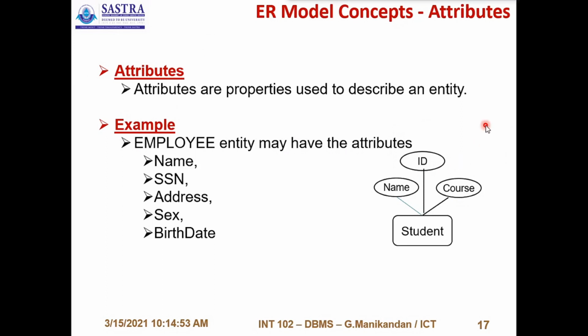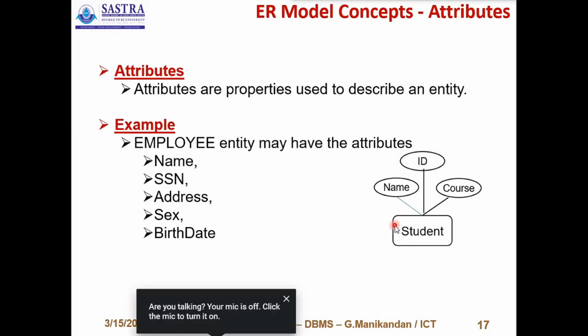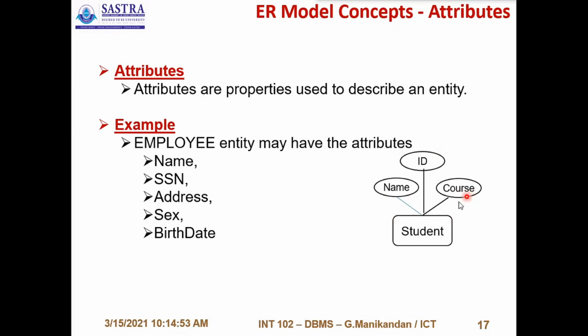And you cannot have a standalone oval. In an ER diagram, whenever you have an oval, you need to connect that oval using a straight line to the entity or to the relationship type, that is, to the diamond shape or to the square. As of now, don't bother about the diamond shape. With respect to this entity, these are the three attributes. How do we associate the attributes with this entity? You need to connect these attributes to the entity using straight lines.